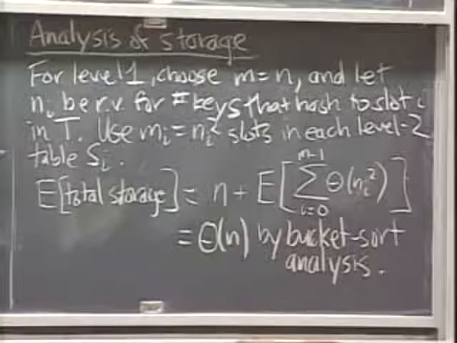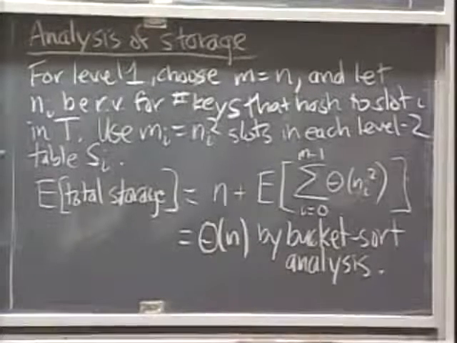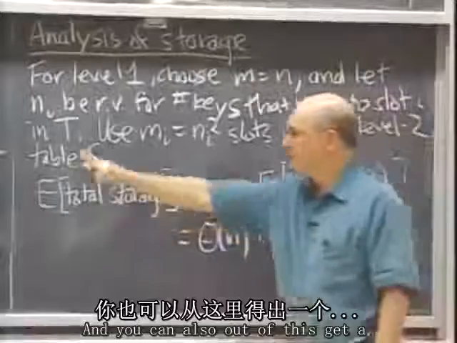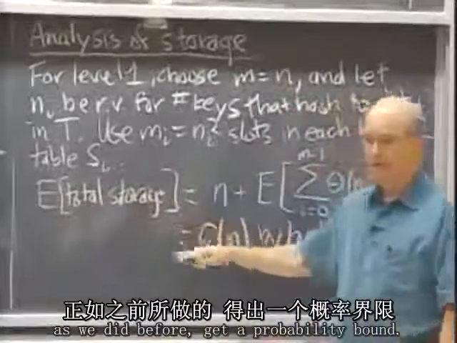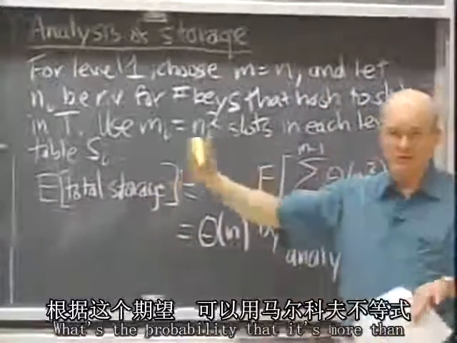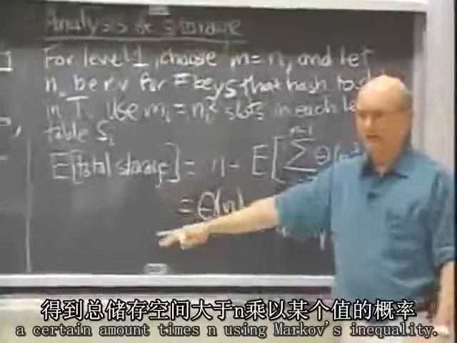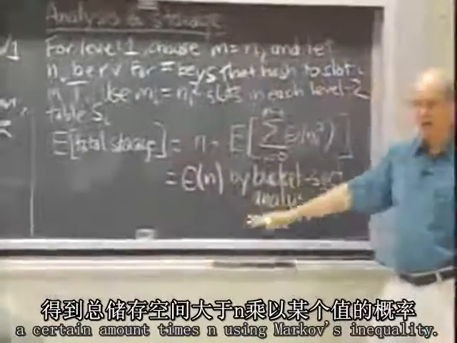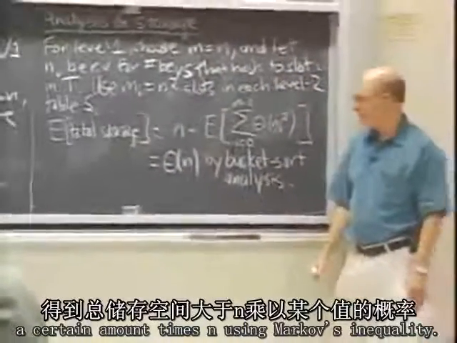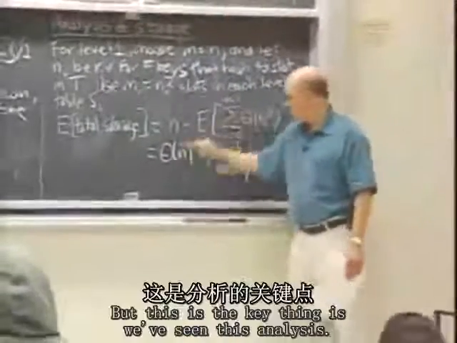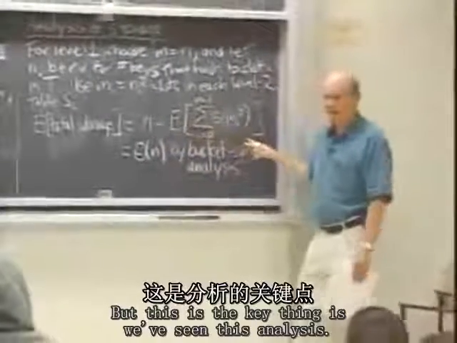Okay? And you can also, out of this, get a probability bound, as we did before. What's the probability that it's more than a certain amount times n, using Markov's inequality again? Okay? But this is the key thing, that we've seen this analysis.